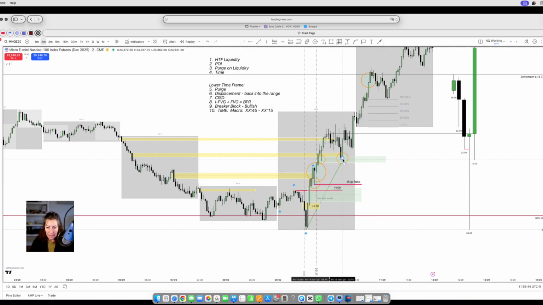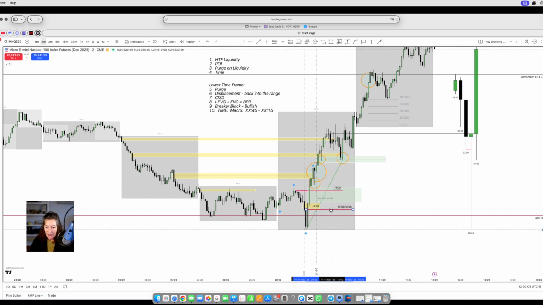That's if you're getting in here. You could be a little more conservative and maybe place it under this candle. If you get in right at the change in the state of delivery, if you get in right here, I will put my stop loss below the low. This low should not be broken.